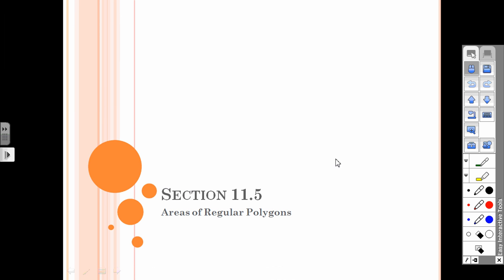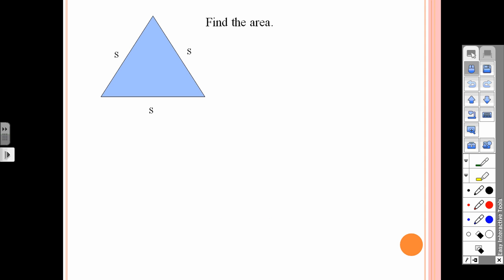All right, folks, this is where it starts getting interesting. We're going to learn about a formula, two formulas actually, that deal with the area of regular polygons. So let's get on with it.